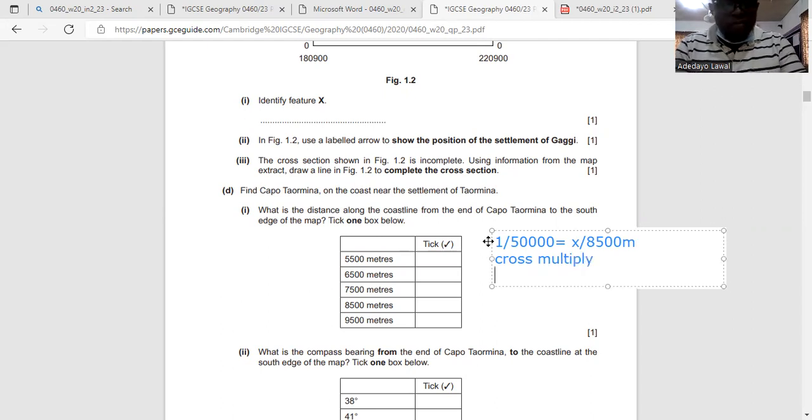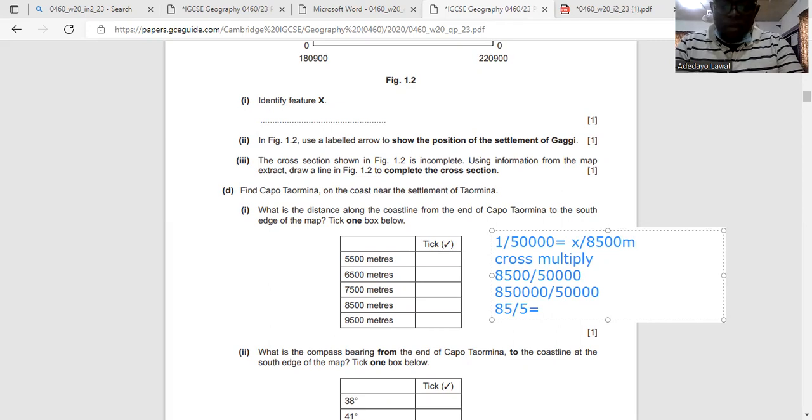So if you cross multiply, you have 8,500 over 50,000. Now, don't forget that 8,500 is in meters, so bring it to centimeters. This will be 8,500 times 100 again over 50,000. So by the time you take out all the zeros, that's 1, 2, 3, 4, 1, 2, 3, 4. That's 85 over 5. So if you divide this, what will you get?